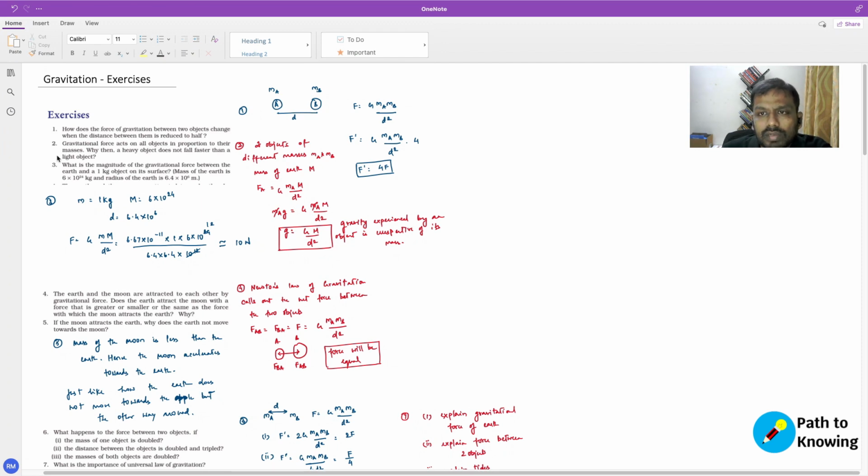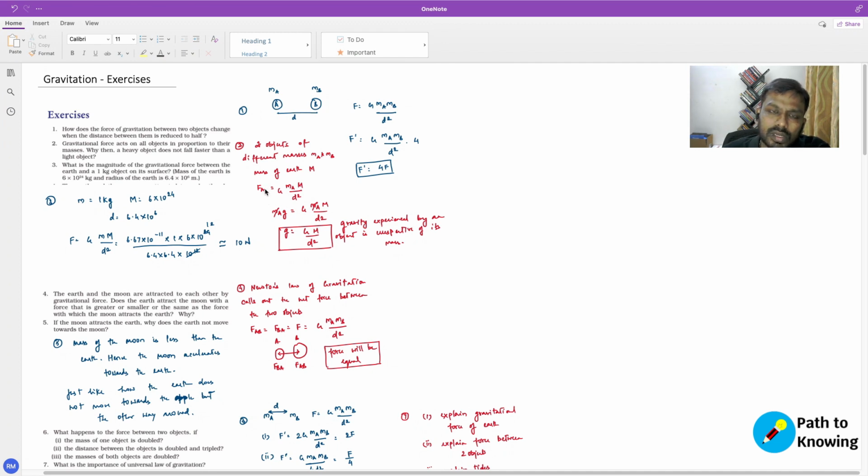Question 2. Gravitational force acts on all objects in proportion to their masses. Why then does a heavy object not fall faster than a light object? So two objects of different masses, MA and MB, and let's consider the mass of the Earth to be capital M. For the first object, the force between the first object A and the Earth is going to be G times the mass of the first object A times M over D squared, right?